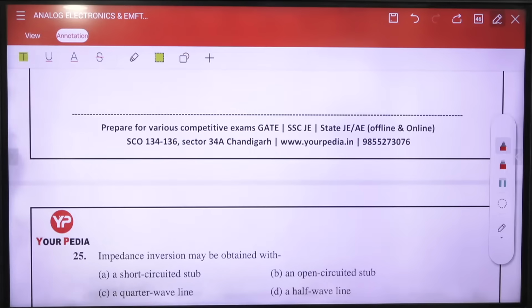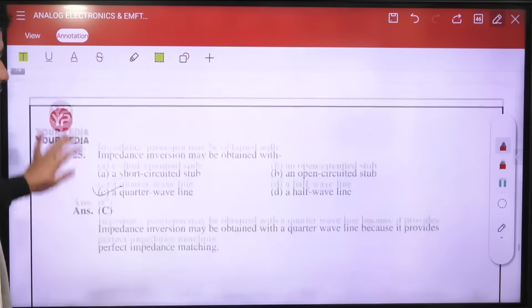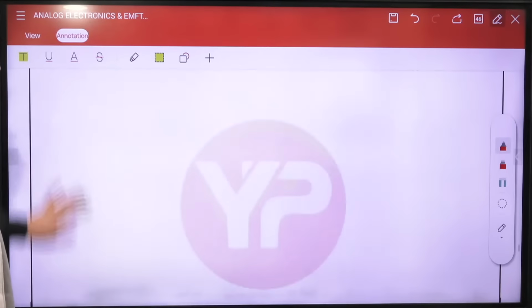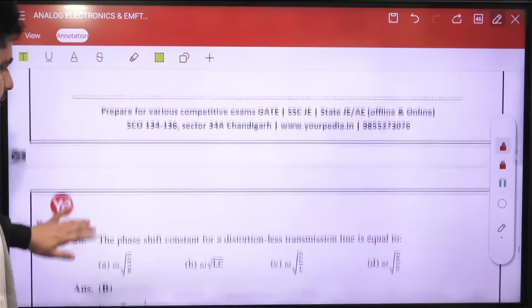Impedance inversion may be obtained with what? Impedance inversion can be obtained with the help of quarter wave transmission line, because it will be used for matching purpose. With the help of this one we can also achieve the impedance inversion, right?